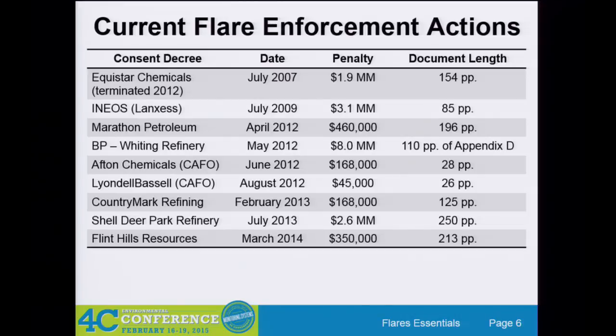Some of the other interesting ones, these have all pretty much been, Afton Chemicals, Country Mark Refining, Shell Deer Park was one of the more recent ones.